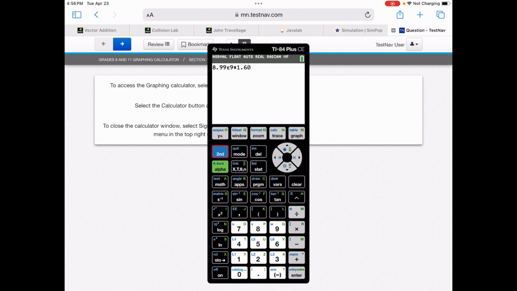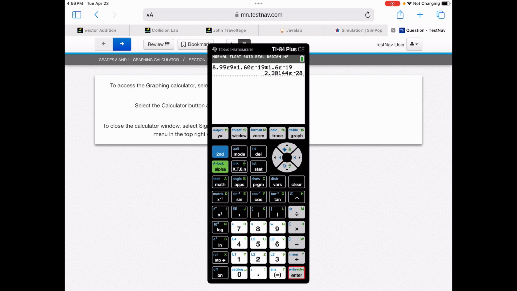So once again, I want to multiply by 1.6 times 10 to the power of negative 19. So I'm just going to go E. That means times 10 to the power of, and then I'll just say negative 19. Okay, and then we wanted to do that again. It was times 1.6 times 10 to the power of negative 19. We wanted to do it twice. Okay, so there we go. That's KQQ. Honestly, at this point, I would probably just hit enter, get my answer.